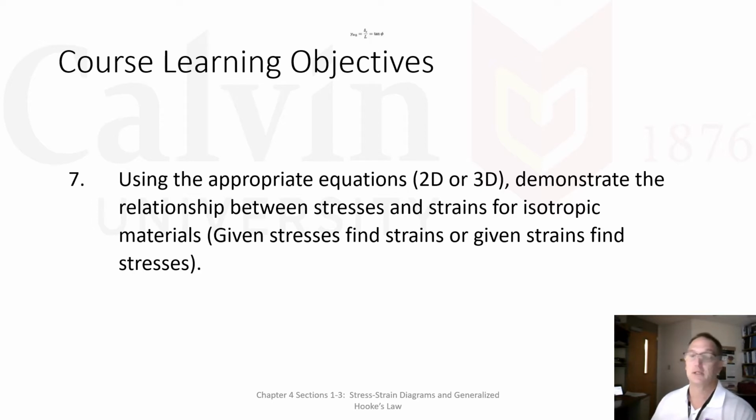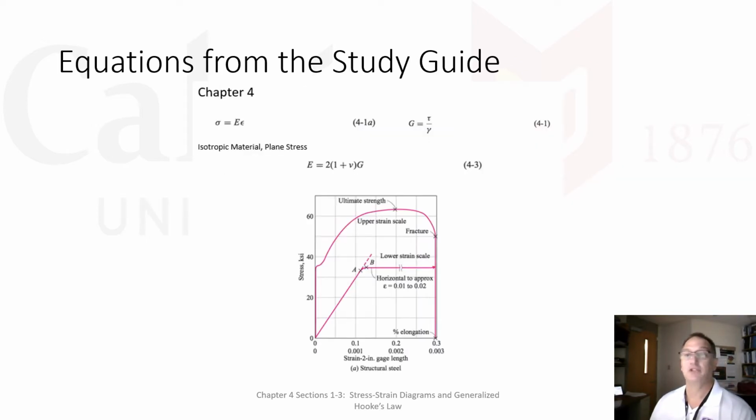We are not dealing with anisotropic materials like carbon fiber yet. There is a section 4.5 on that. We will get there, but this is about doing this for isotropic materials. The equations that we're going to look at, there's actually quite a bit. So we've got our definition of stress, or our definition of Young's modulus, and our definition of shear modulus. And then we're going to be moving on into isotropic materials for plane stress.